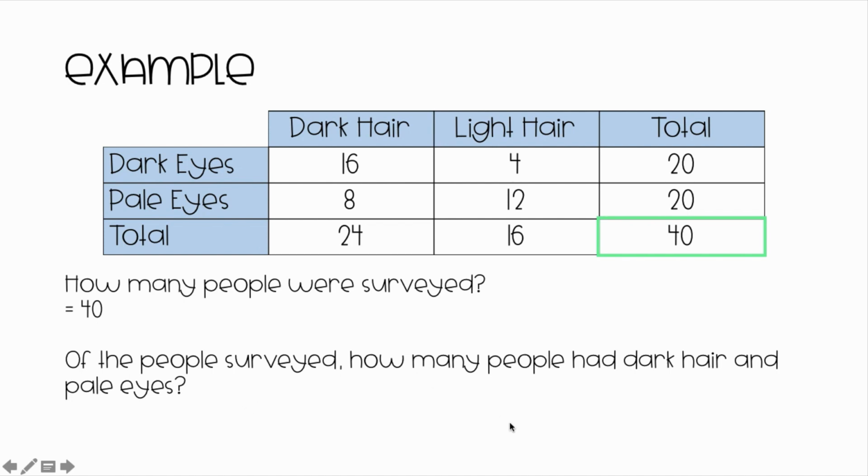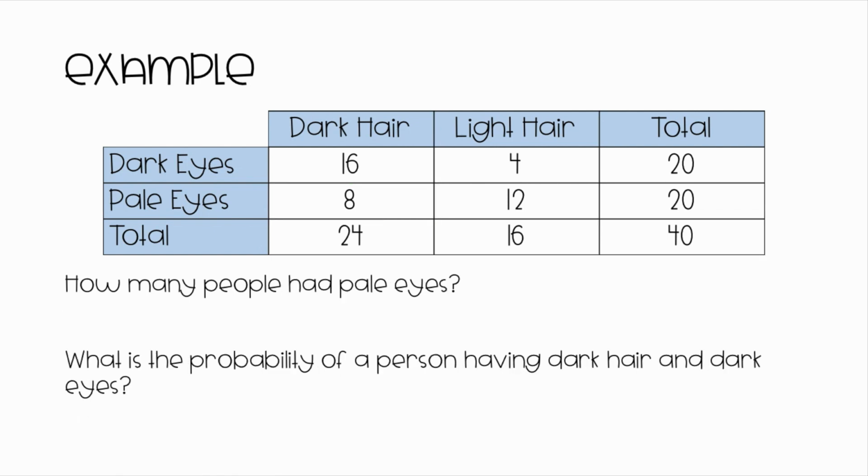Of the people surveyed, how many people had dark hair and pale eyes? That's where we go down here. We've got our dark hair and our pale eyes. That gives us 8. So the number of people who had dark hair and pale eyes is 8 people.